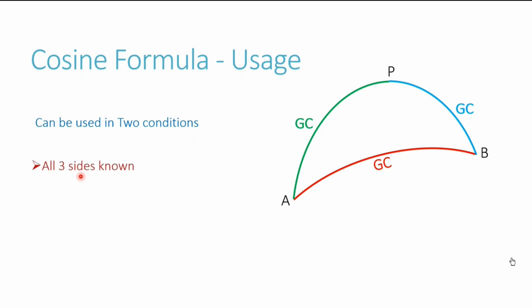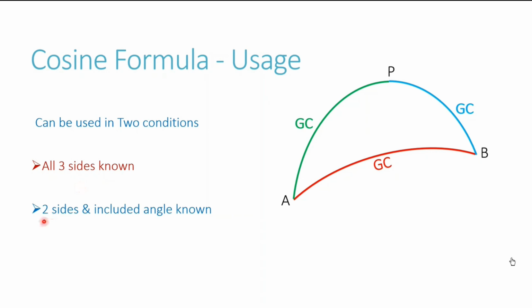Number one is when all the three sides of this spherical triangle are known to us. Papa Alpha, Papa Bravo, and Alpha Bravo, all three sides are known to us. Then we can apply this cosine formula and we can calculate all the remaining angles of this triangle. Angle Papa, angle Alpha, angle Bravo, all three can be easily calculated. We just saw in the formula itself, on the right hand side, we have all the sides. So having all the sides known to us, any of the angles can be found out.